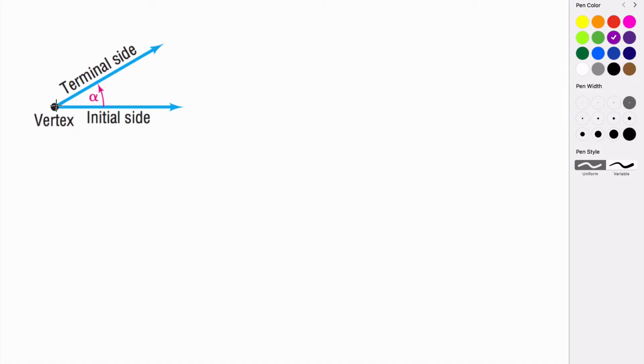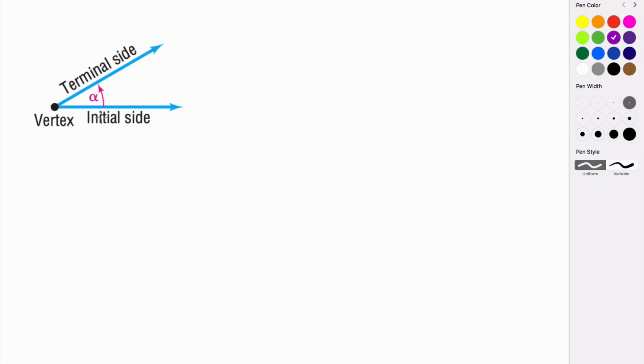An angle is constructed of two rays, which we call sides, that share a common endpoint, which is called the vertex. Now, when we're talking about measuring angles, there's an initial side and a terminal side. The initial side is the side in which we always start our measurement of our angle. So when we're measuring an angle, we start at the initial side, and the amount that the angle opens to the terminal side is the measurement of our angle. So we start our measurement at the initial side and end our measurement at the terminal side.